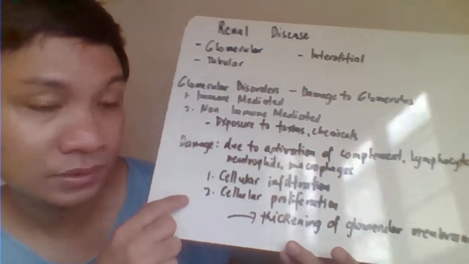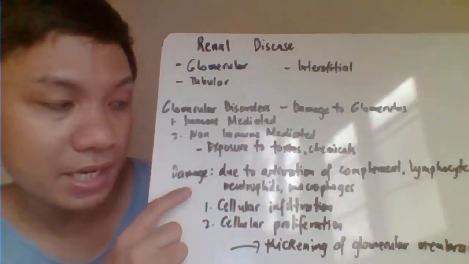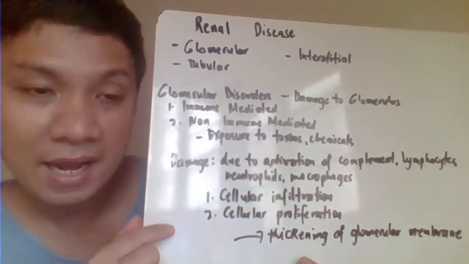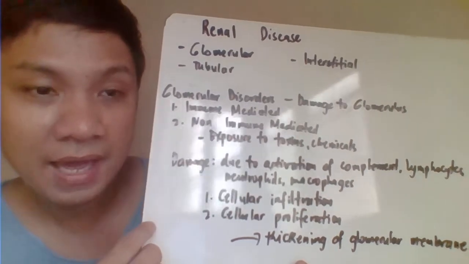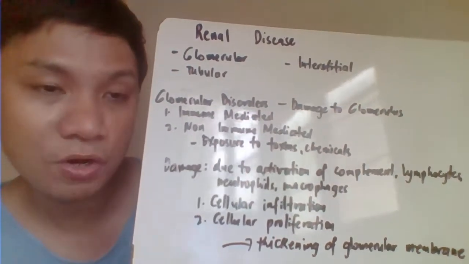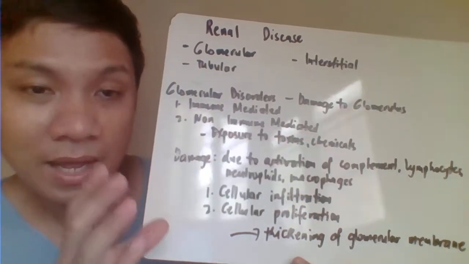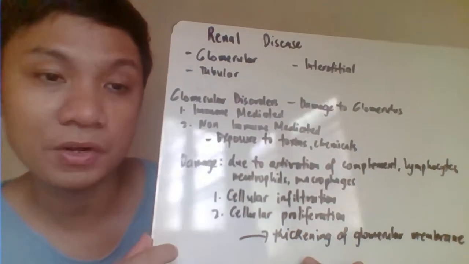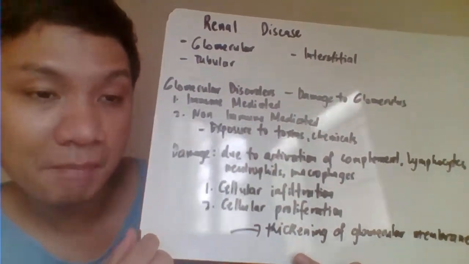Okay, so the damage in your kidney may be in the form of cellular infiltration, cellular proliferation that would allow the thickening of your glomerular basement membrane. And what happens once your glomerular membrane becomes thickened, it will hinder the function of your glomerulus, its filtering capacity.